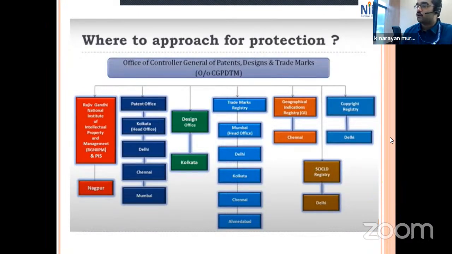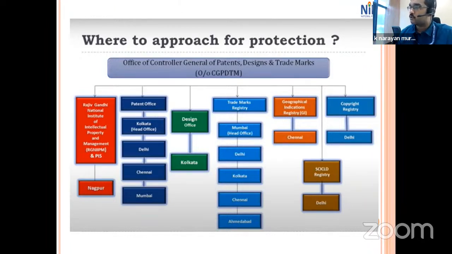You can file it online also. There's no need to come to the office and apply offline. It's not needed. Now it's a time of digital India, so you can apply through online also. This is the training institute RGNIPM where we got trained as examiners of patents and designs.